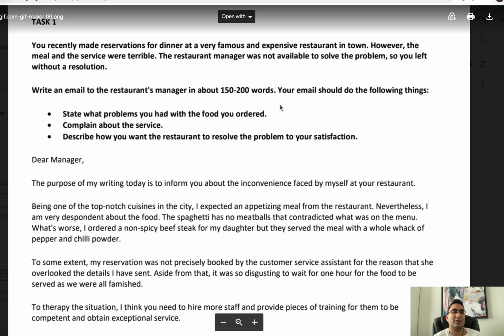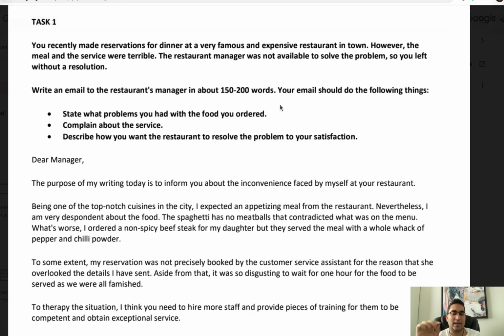Hey everybody, welcome back. Today we're going to do our Task 1, and this is called the email in CELPIP. It is called the letter in IELTS. It's pretty much the same thing. Same format. You get a bunch of questions, 3 bullet points usually, and you have the same format.